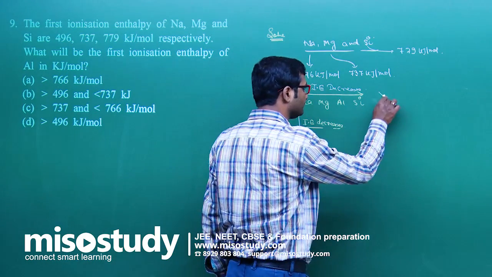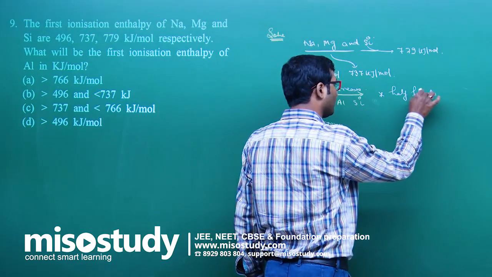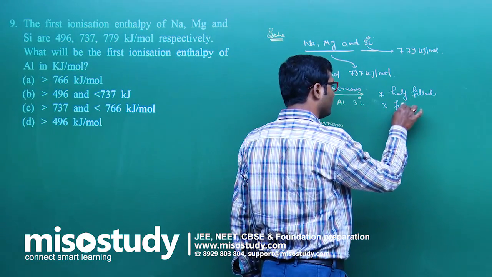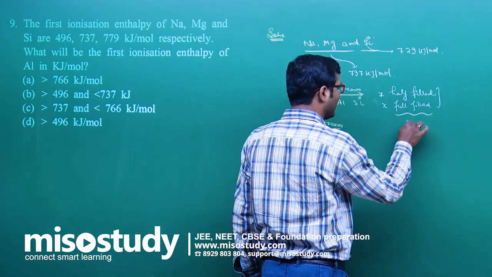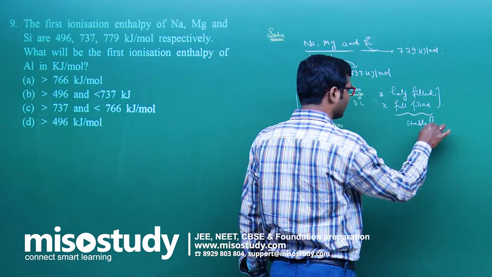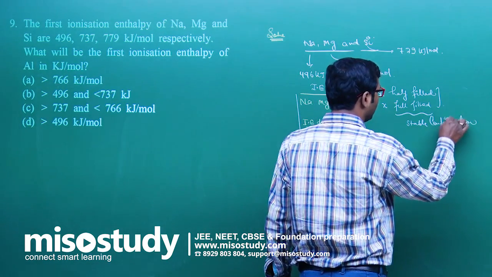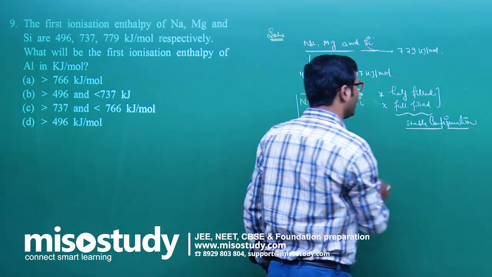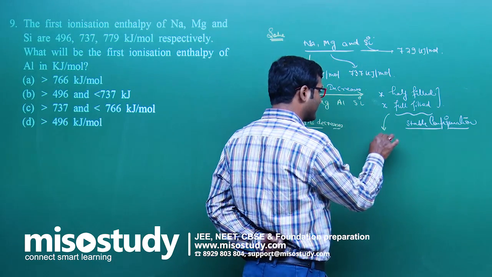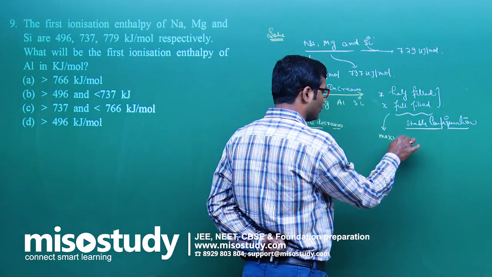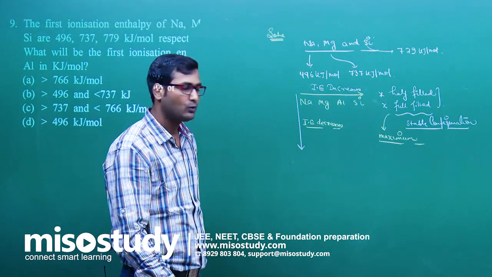Now there is a condition. If there is a half-filled or full-filled subshell, those are stable configurations. In this case, they require maximum energy to remove the electron. We require maximum energy to remove the electron from the outermost shell.